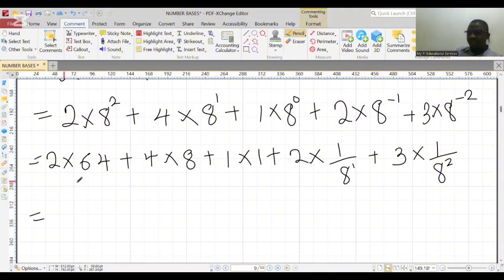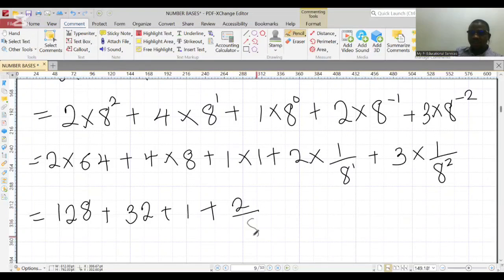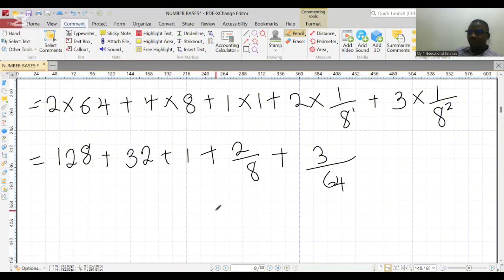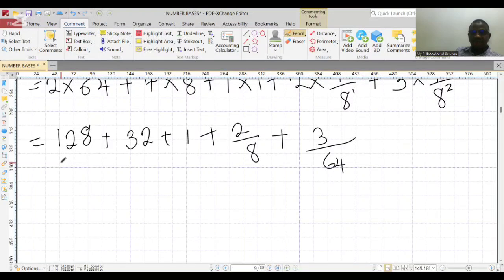So finally, 2 times 64 will give you 128, plus 4 times 8 will give you 32, and 1 times 1 will give you 1, plus 2 times 1 out of 8, plus 3 out of 8 squared, which is 64. So when you add 128 plus 32 plus 1, you should have 161. Then plus, when you solve this fraction, that will be out of 64.